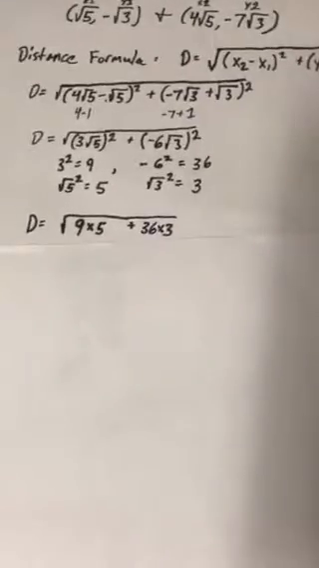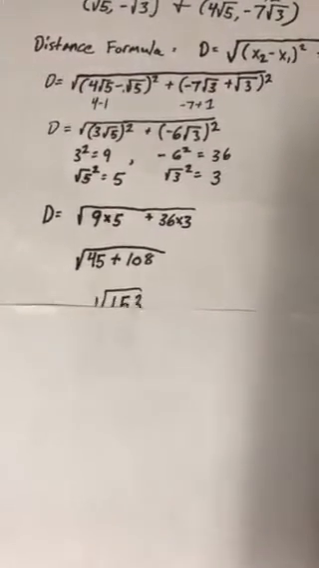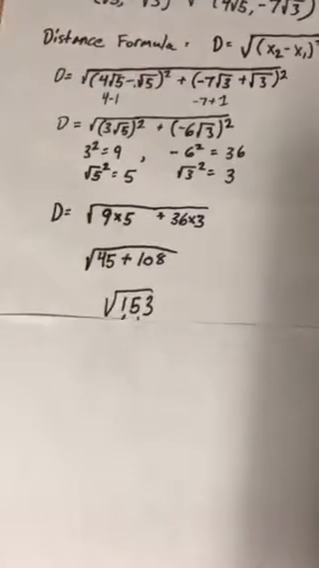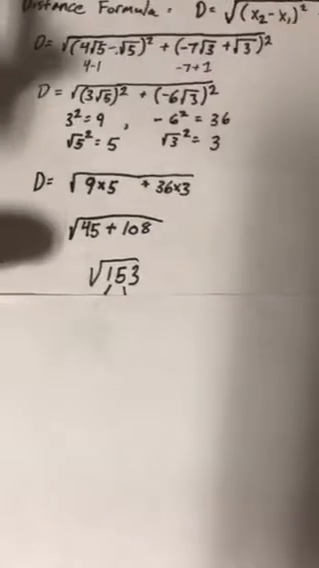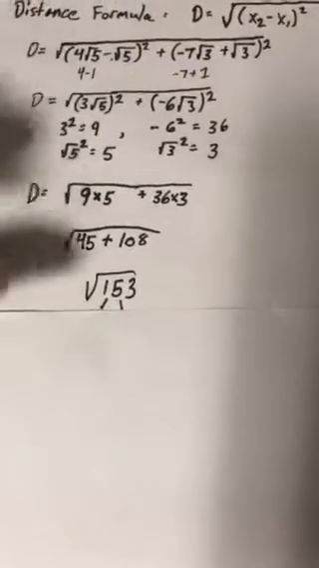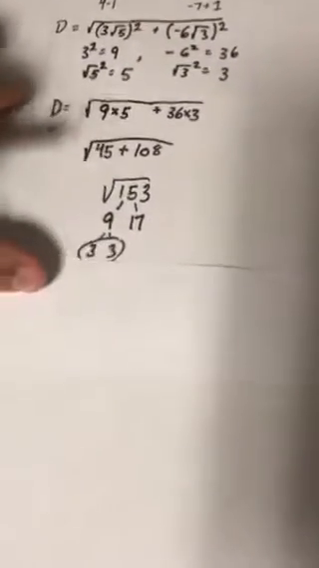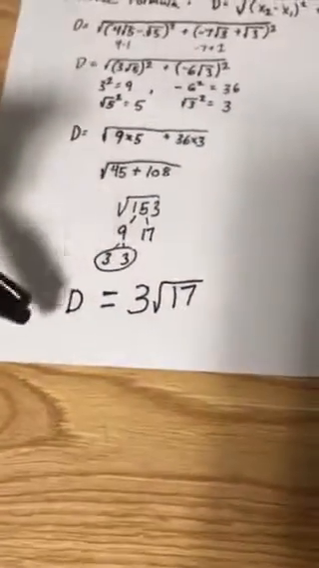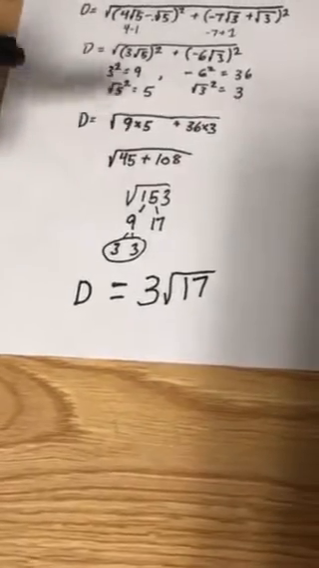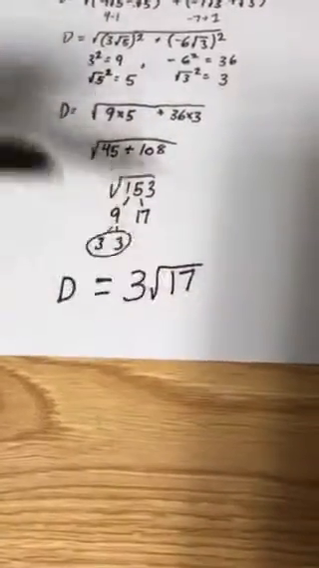So you have 9 times 5 plus 36 times 3, which gets you 45 plus 108, which leaves you with 153. And so we're going to factor it, and the numbers that equal it are 9 and 17. 9 acts as a perfect square for 3, and 17 isn't a perfect square, so it's going to be 3 radical 17. So the d is going to equal 3 radical 17, and that's your answer.